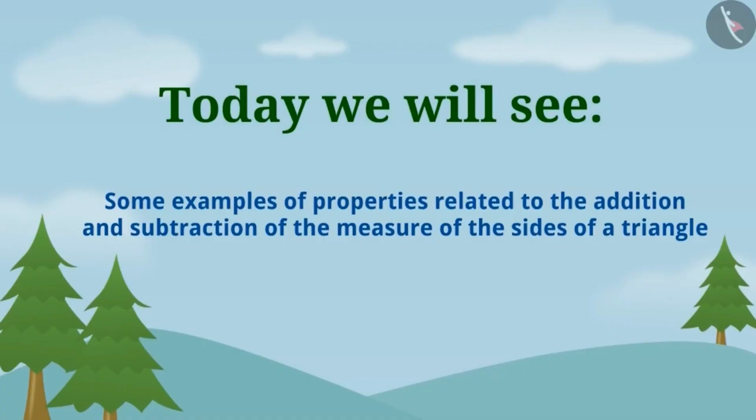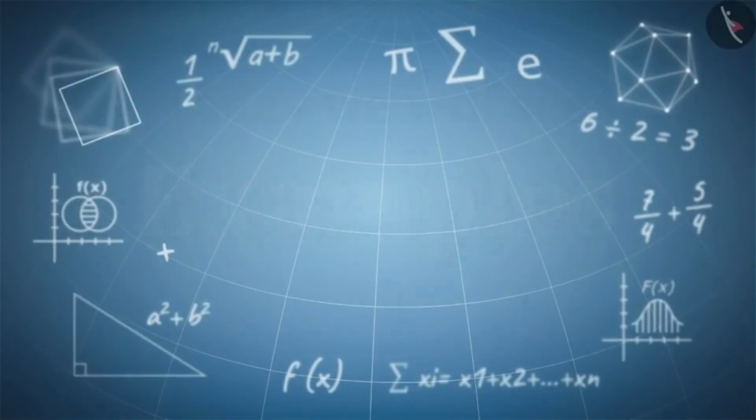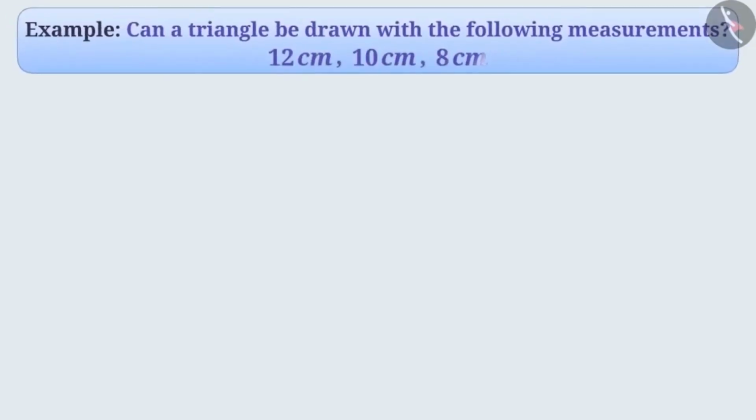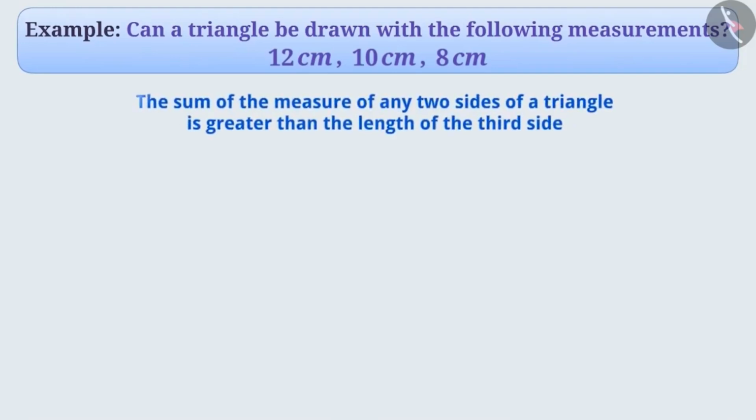and subtraction of the measure of the sides of a triangle. Can a triangle be formed with the following measurements? We know that the sum of the measure of any two sides of a triangle is greater than the length of the third side. Let's use this understanding here.